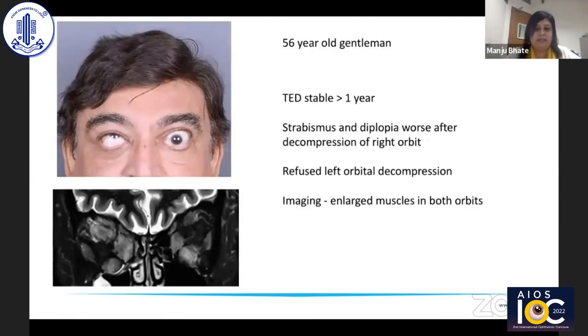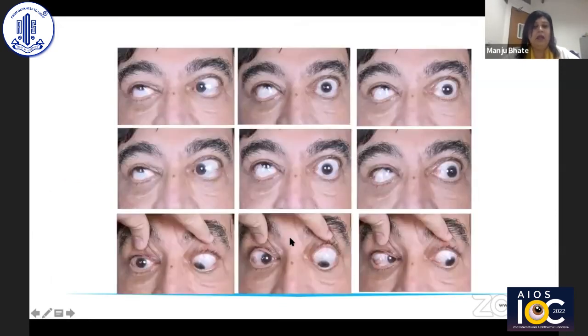So this is actually one of my favorite patients. He's a 56-year-old gentleman, and he came with a very uncosmetic hyperdeviation of the right eye. So he had a thyroid eye disease. It was stable for over a year. He underwent orbital decompression of the right orbit, and according to him, the strabismus and double vision worsened after that. So he refused any surgery on the left orbit, like a left orbital decompression. And as we can see in the imaging over here, he's got these massive extraocular muscles. And in his downgaze position, his right eye cannot depress, and his left eye he cannot elevate.